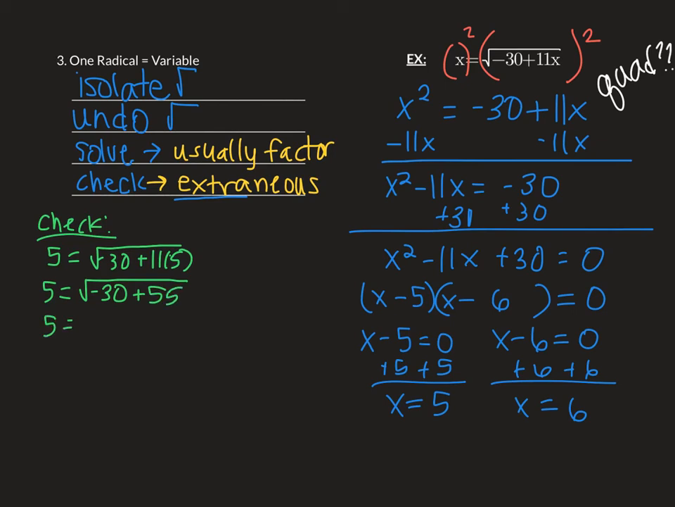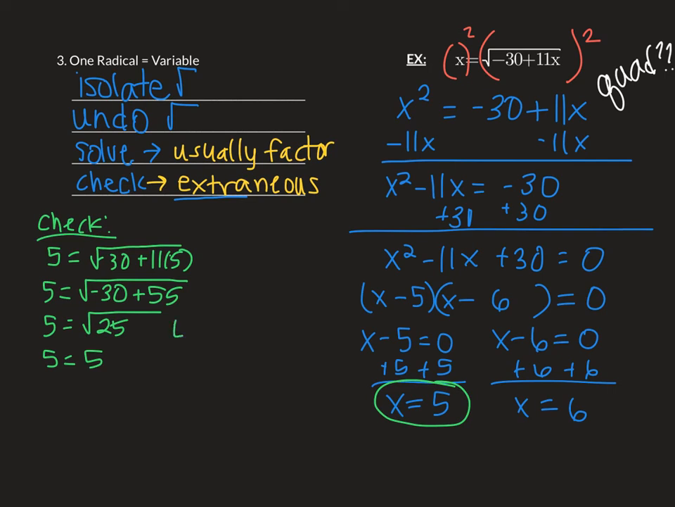Okay, so we get 5 equals the square root of 25. Is that a true statement? Well, yeah, we know the square root of 25 is 5. So 5 equals 5 is true. So I know x equals 5 is a good solution. Okay, let's try the next one. X equals 6. I'm going to come down just a little bit.